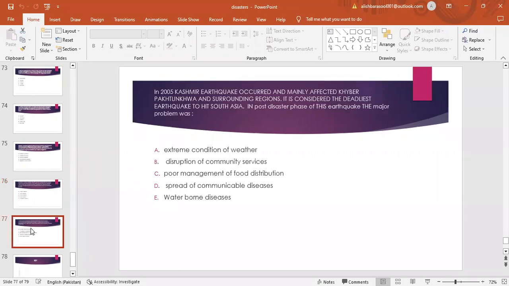In 2005, the Kashmir earthquake occurred and mainly affected Khyber Pakhtunkhwa and the surrounding region. It is considered the deadliest earthquake to hit South Asia. In the post-disaster phase of this earthquake, the major problem was A. extreme condition of weather, B. Disruption of community service, C. Poor management of food distribution, D. Spread of communicable diseases, E. Waterborne diseases. D. Yes, D is the right answer.